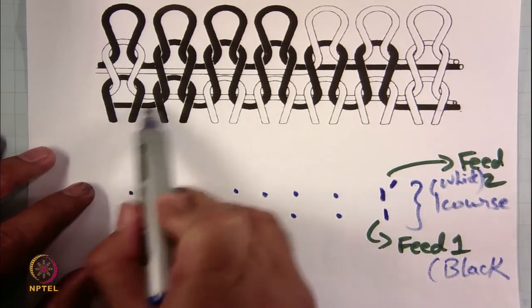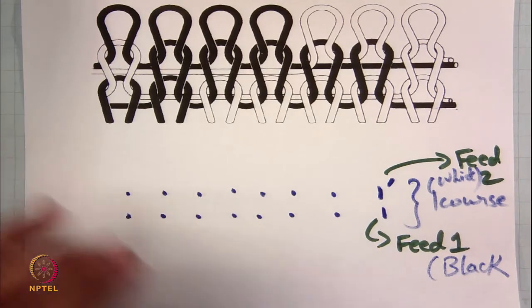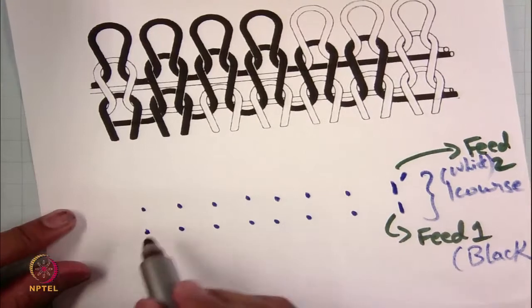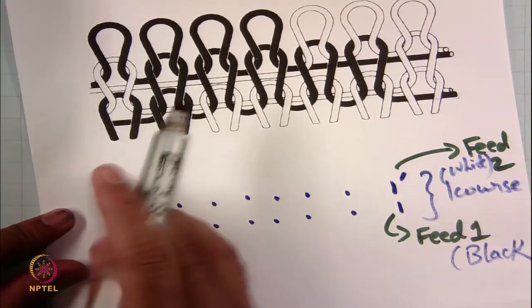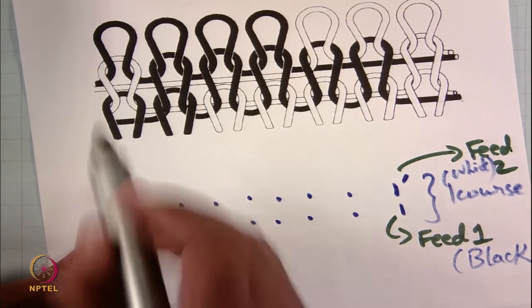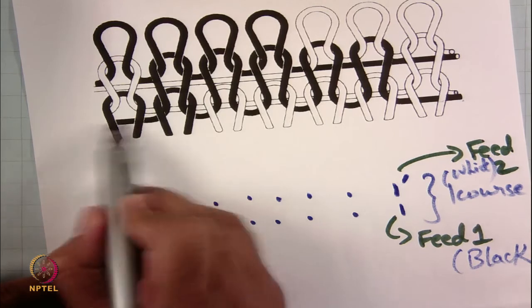Now we follow the black path of the yarn in the first course. If you carefully follow the black yarn, it is a straight segment on the front side. So, on the front side, this is the float. This particular needle is actually making a float at this location, the black yarn.